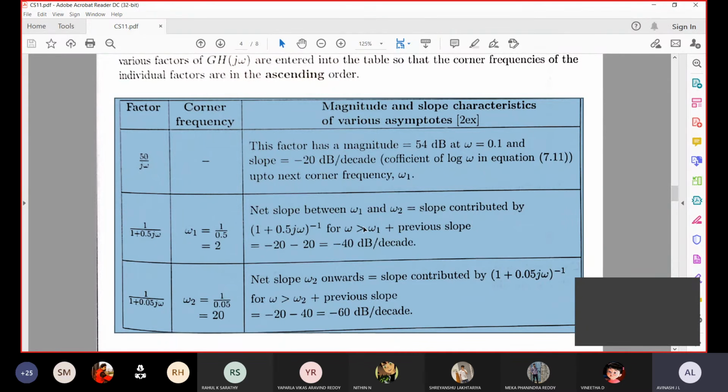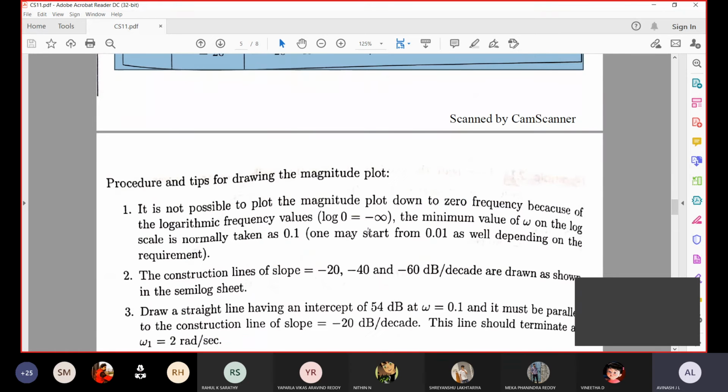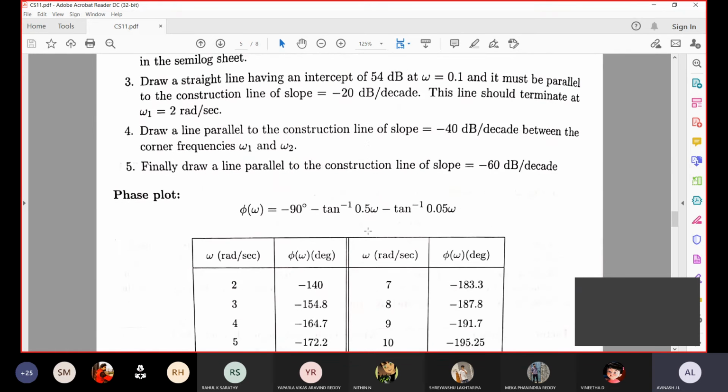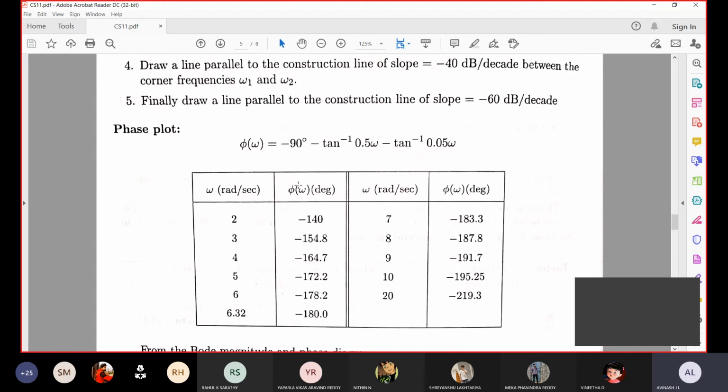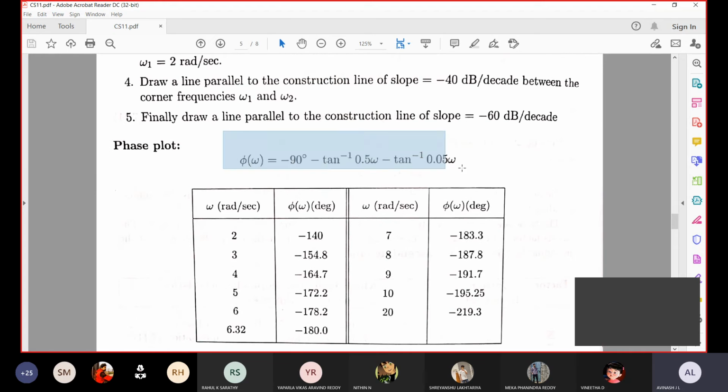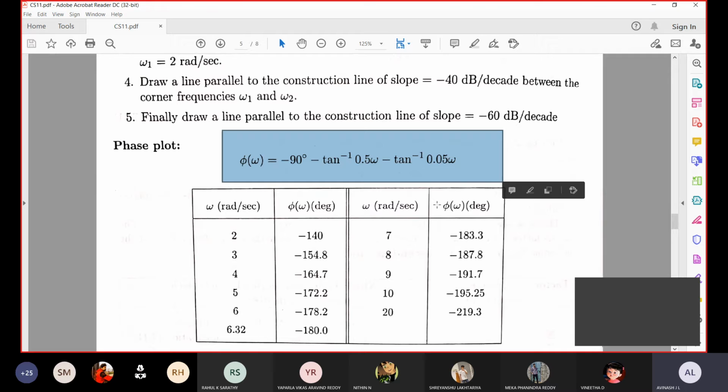Once we have completed this table, we can go for the plotting. Now the phase plot. We have to find out the angle of phi omega. Here the three factors are there. One is 1 divided by j omega. In that, as we discussed, minus 90 degrees will be available.